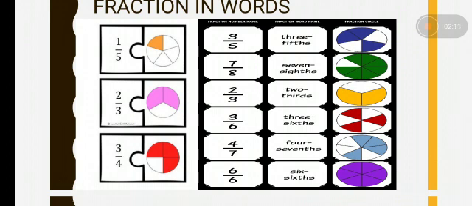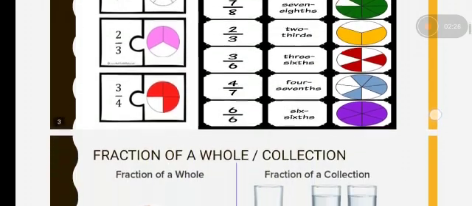Basically, the number on top is read first and the number in the bottom is read last. And it is how many parts out of total parts. So 3/5, 1/5, 2/3. Basically, the numerator is called first and then the denominator.